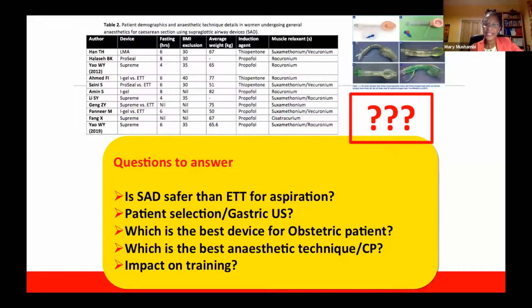How would we select patients if we decide to use it? Would that be based on the BMI or gastric contents? And what is the role of gastric ultrasound? Which is the best device of all these supraglottic airway devices to use in obstetric patients, because they all behave differently? Which is the best anesthetic technique? What do we do with cricoid pressure?